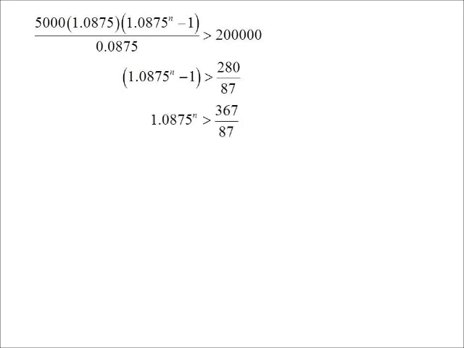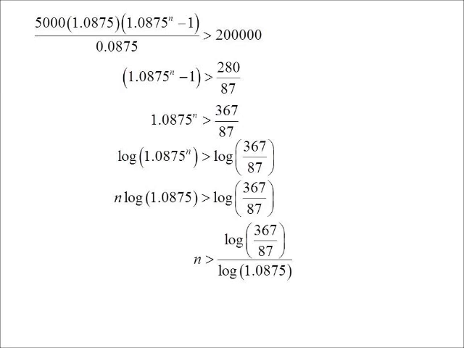Alright, move 1 to the other side. Again, we've got an exponential one to do. Let's log both sides. Bring the n to the front. Divide, but it's a number bigger than 1, so the sign will change the same. Did I just say the sign will change the same? The sign will stay the same. Log divided by log. 17.1 years.